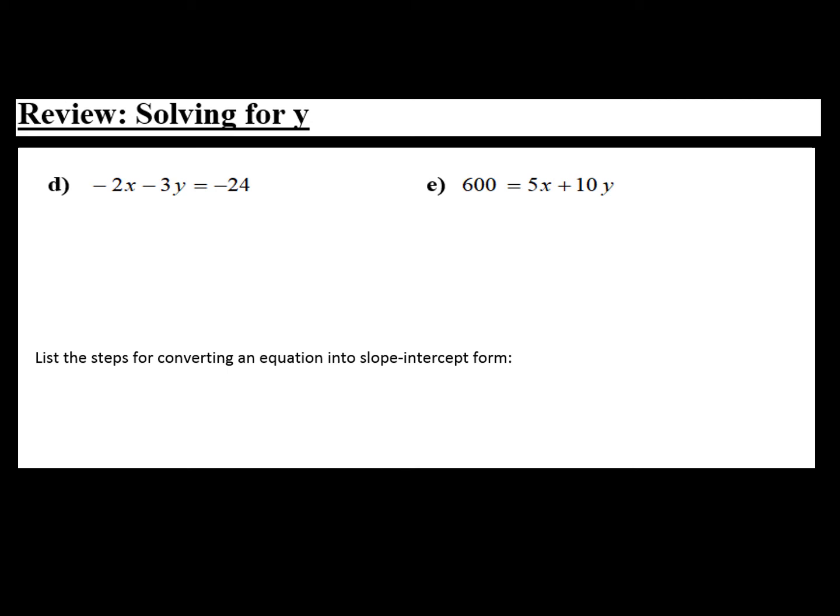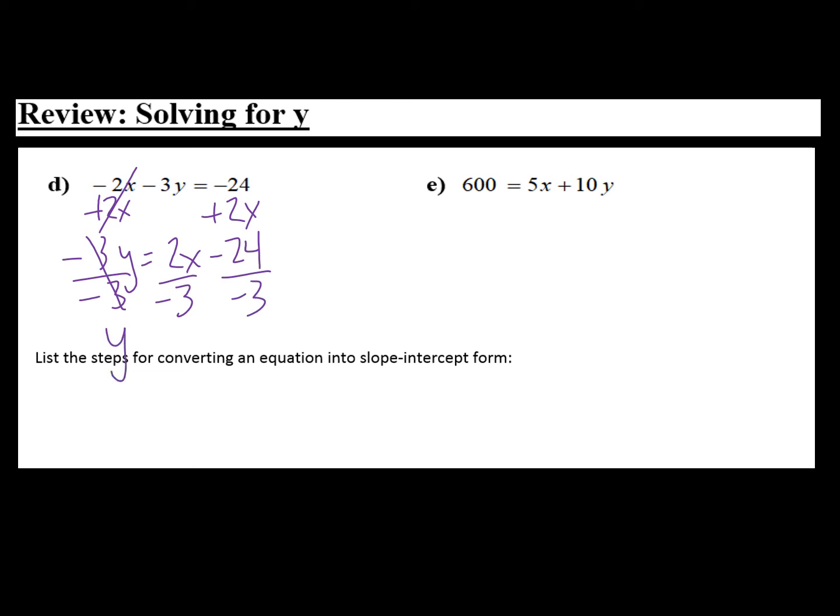Okay, so see if you can pause the video and try D and E by yourself and see if you can solve for y. But I will go over those answers here. Okay, so on letter D, you should have added 2x to both sides this time. So I have -3y equals 2x minus 24, and then I'm dividing by -3 everywhere. So y equals -2/3 x plus 8.